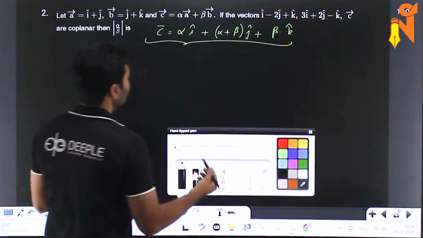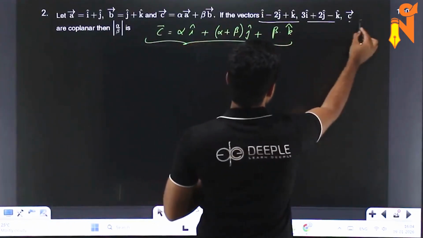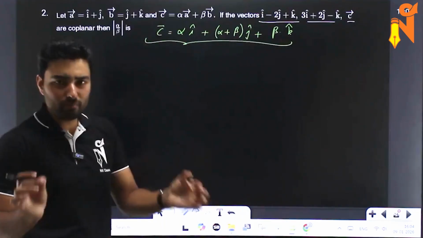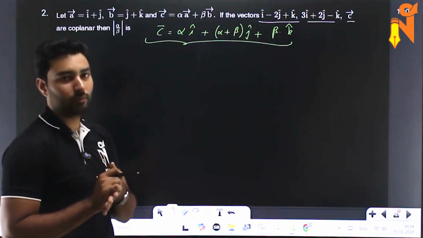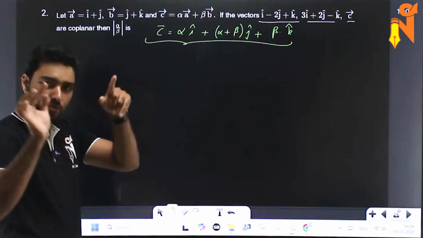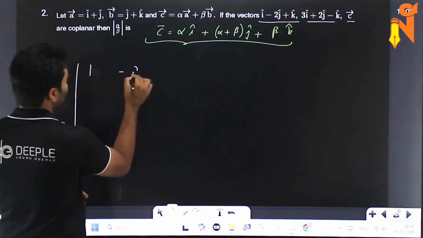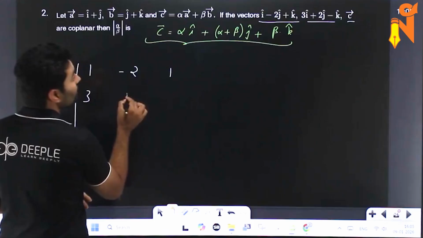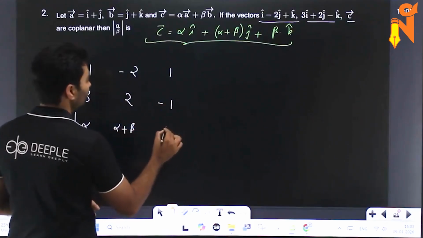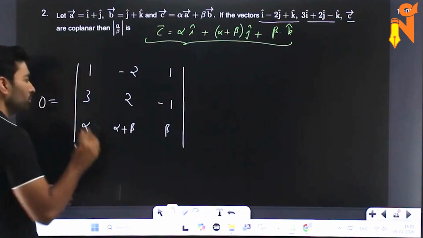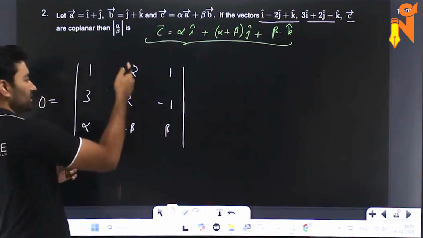Okay, now I found the C value. Nice. This vector, this and this are coplanar. Very basic question. 3 vectors are in the same plane. The volume of the tetrahedron or parallelepiped is 0. Okay, or in simple words, box of ABC is 0. Okay, so coefficients 1, minus 2, 1, 3, 2, minus 1, alpha, alpha plus beta and beta. Just open it, normally open it, simple, finish. Otherwise you can do this plus this, okay, your choice.